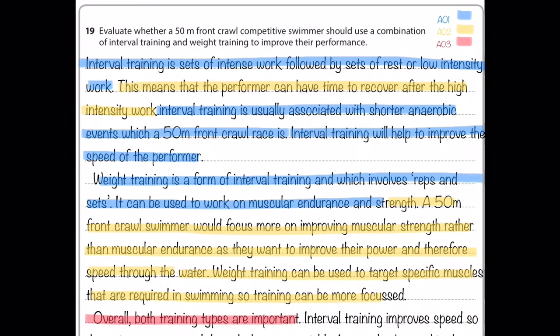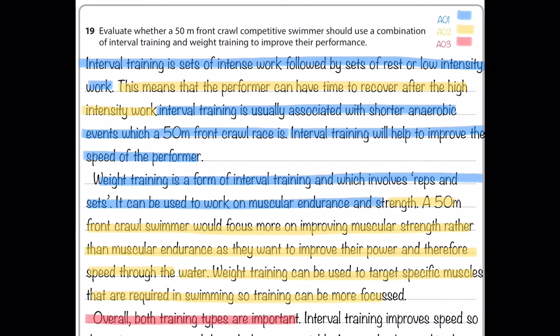Evaluate whether a 50-metre front crawl competitive swimmer should use a combination of interval training and weight training to improve their performance. So like the last question, I've done this colour-coded with blue, yellow and red highlighters. So first of all, we need to state what interval training is, which is sets of intense work followed by sets of rest or low-intensity work.